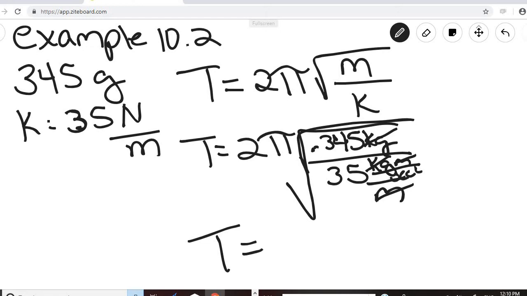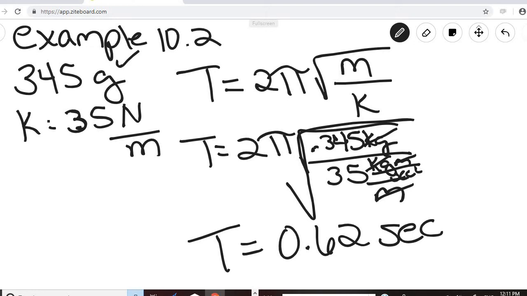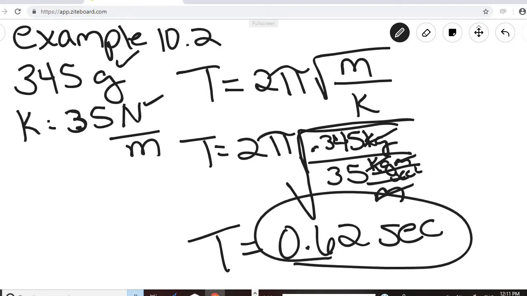So T, if you do that math, is equal to 0.62 seconds. Okay, so using a mass of this amount and this strength of spring, in simple harmonic motion going up and down, it will take 0.62 seconds for that mass to go from its amplitude up and back down. 0.62 seconds.